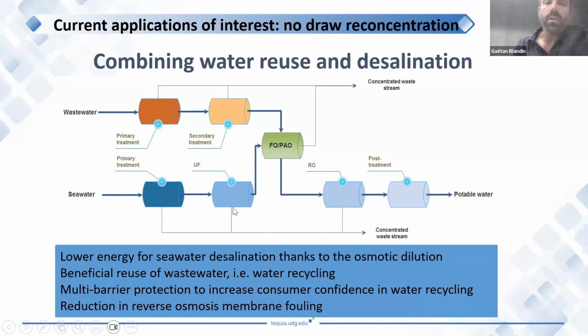And also you have a beneficial reuse of wastewater, so it's like water recycling, and on top of it you have two dense membrane processes on the water recycling lane, because the purified wastewater will have to go first through the FO and then the RO. So you have high water quality, and you have this multi-barrier protection thanks to these two membranes. Also, because you are diluting your seawater with high purity permeate from the wastewater passed through FO, you will reduce the content of contaminants, and also the membrane fouling on the reverse osmosis side.